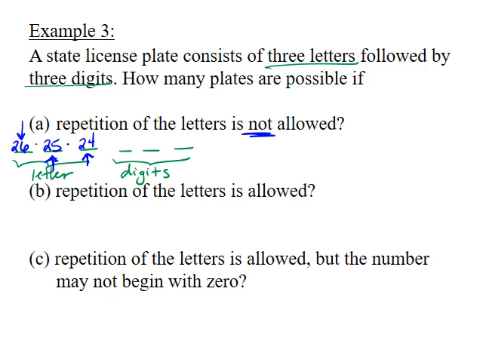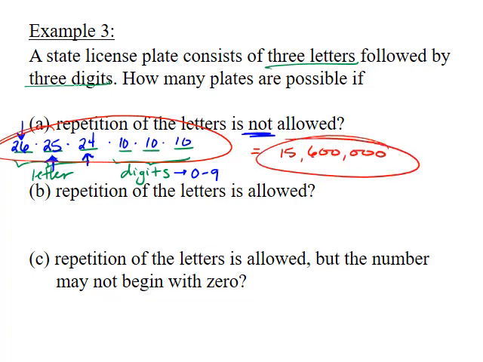Now there are no restrictions on the digits, and one thing to be cautious of is our digits. Since it's not mentioned, we will use digits 0 through 9, which means there are 10 choices. So 10 choices here, here, and here, because we can repeat digits if necessary. So I just throw this into my calculator and I end up with 15,600,000. A lot of choices.